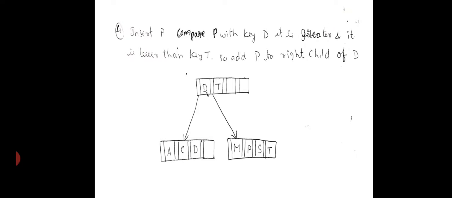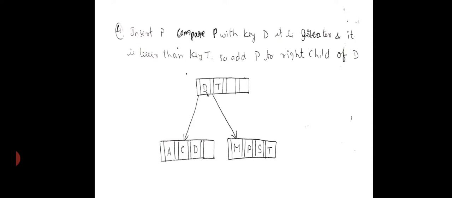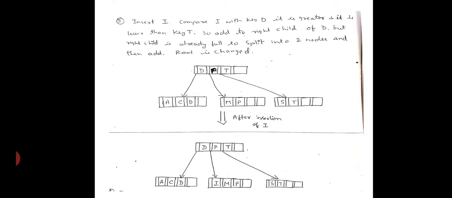But observe here, MPST, this node is full here. So to insert I, you need to split this node. See here, we split that node MPST into MP as one node and ST as another node. After splitting these two, we need to promote the highest key from each node to the root node. The first one remains as it is in the previous slide, that is ACD. From node MP you promoted P, and from ST you promoted T, the highest key, to the root node.